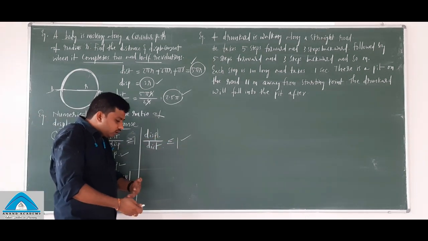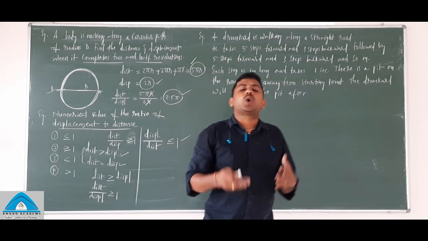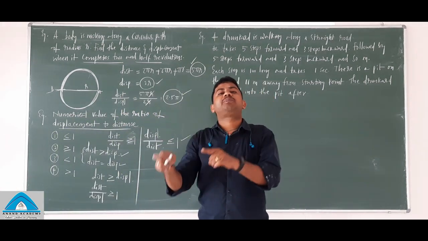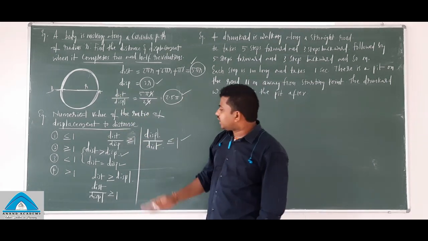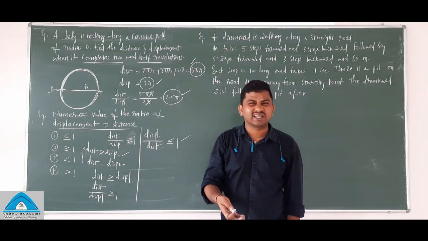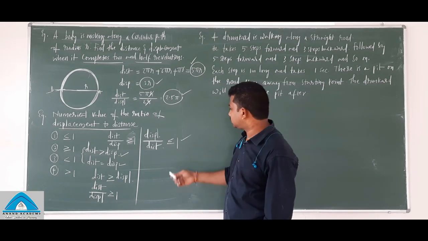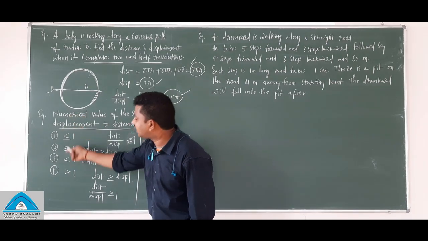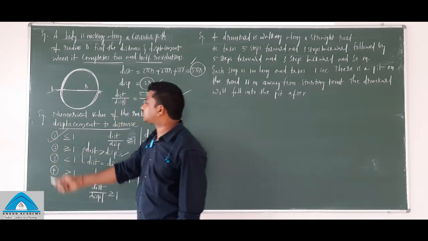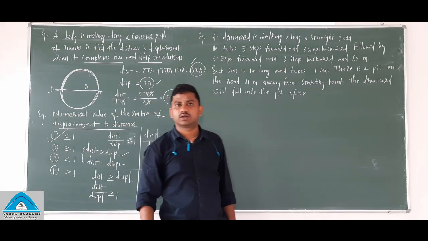So maybe this is the first time you are going to learn the objective pattern. This is the question given as objective. In this way you should see the possibilities and finally get your answer. So displacement by distance is less than or equal to 1. Where is the less than or equal to 1? Yes, your first option is correct.